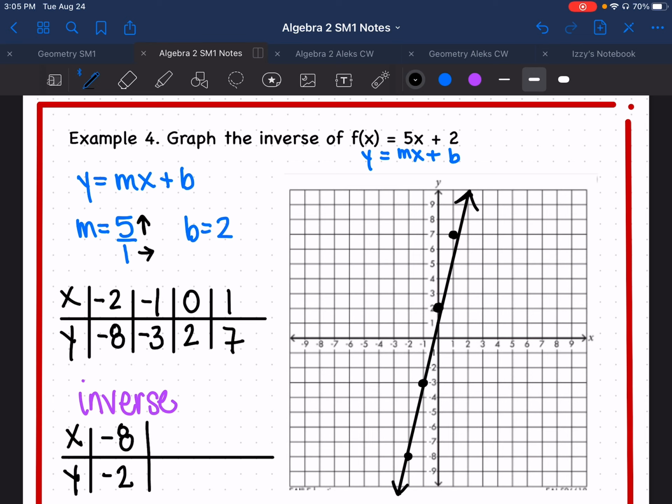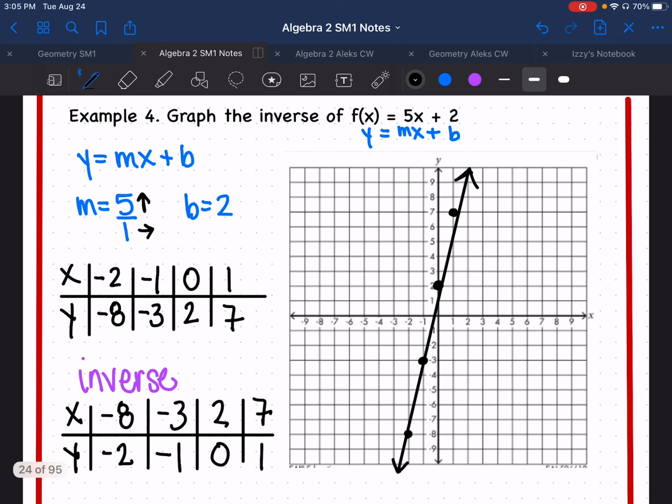Then we're going to plot these. Next, it's going to change to -3, -1. It's going to change to 2, 0. And lastly, it's going to change to 7, 1. All right, let's graph these. -8, -2, -3, -1, 2, 0, and 7, 1. There it is. Perfect.